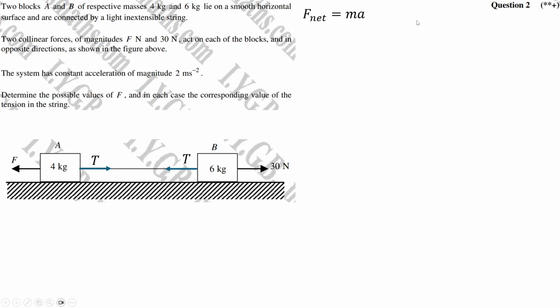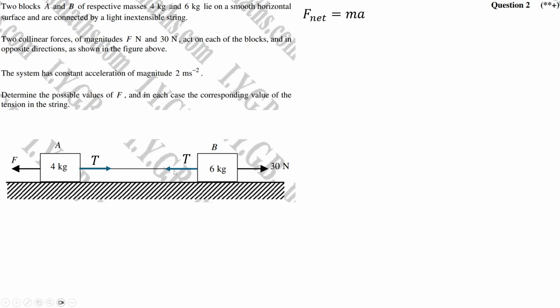F equals ma, again. If we have a look at, say, this one here, let's just say it's going to be moving right. It doesn't matter. Does it tell us? They're moving in opposite directions, and okay, the system has a constant acceleration, and there's two possible values for F. We'll just assume it's moving right for now, and then later on we'll assume it's moving left. So we'll assume this is positive 2 meters per second squared, so that this is going right.